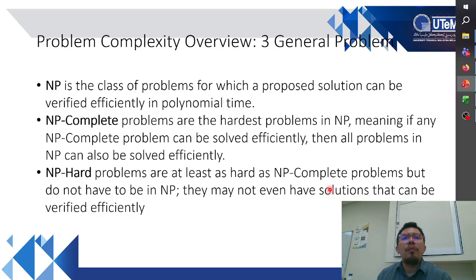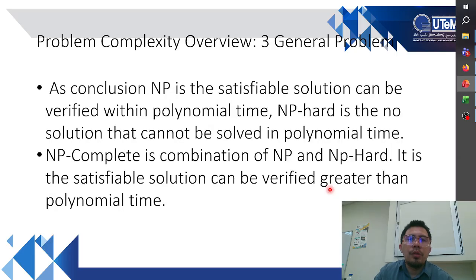NP is a problem whose solution can be verified efficiently in polynomial time. NP complete is a problem that is both in NP and as hard as any problem in NP. NP hard is a problem at least as hard as an NP complete problem, but it does not have to be in NP, that is, its solution does not have to be verifiable efficiently. As a conclusion, NP is a class where a solution can be verified within polynomial time. NP hard is where no solution is known that can be solved in polynomial time.